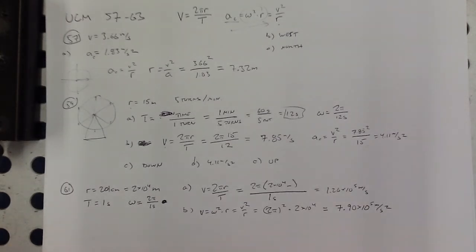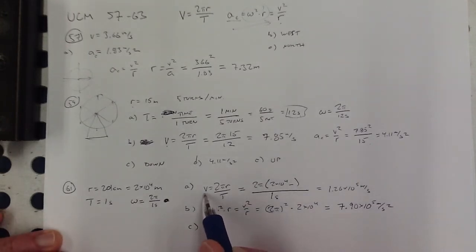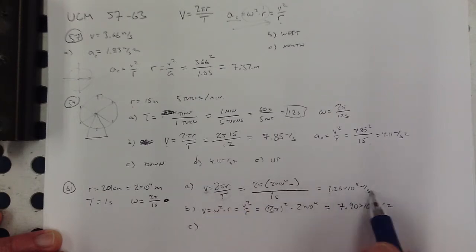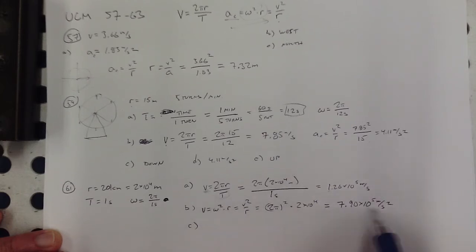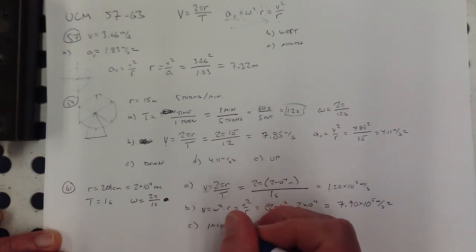Yep. And last part. If the neutron star rotates faster, do the answers increase, decrease, or remain the same? If it rotates faster, that's going to increase this, right? Because that means this will be smaller. The r won't change. If the time period is smaller, that's going to make this bigger. And of course, if that's bigger, that's going to make this bigger. So they will be bigger. They will increase.